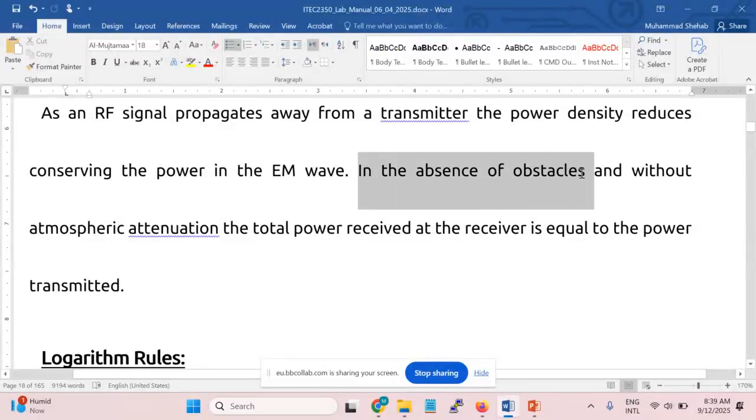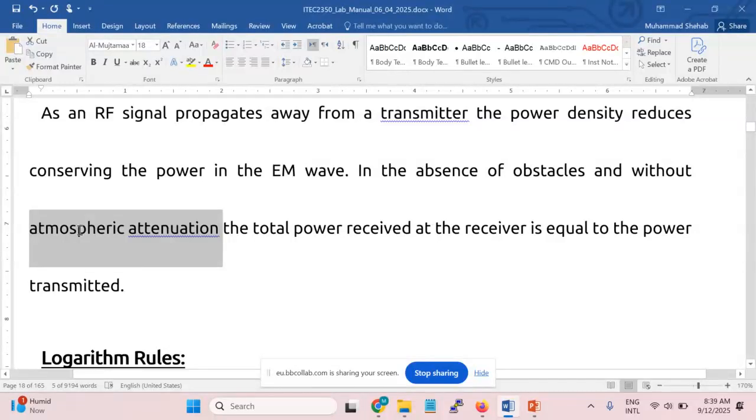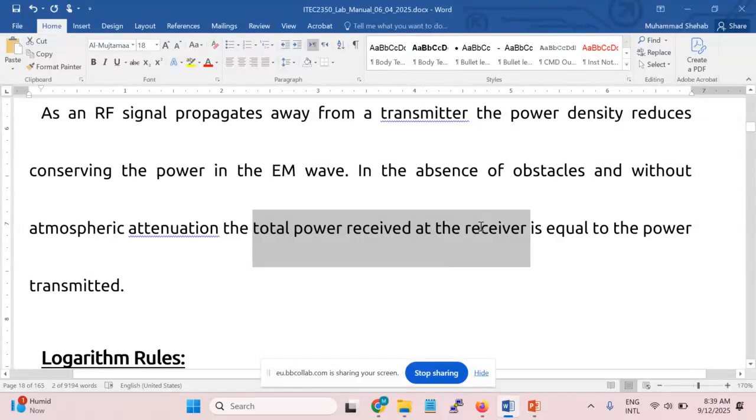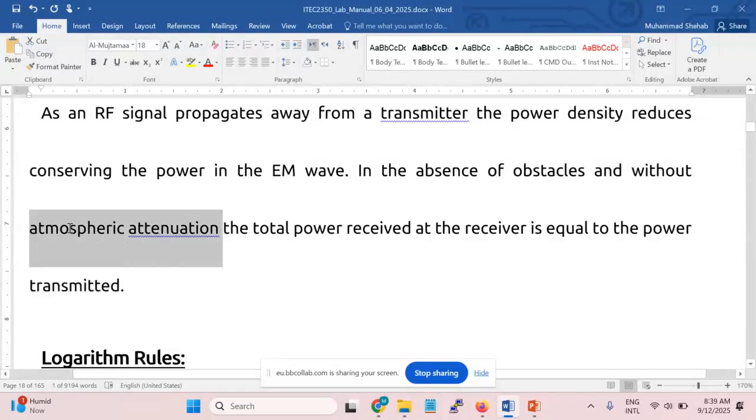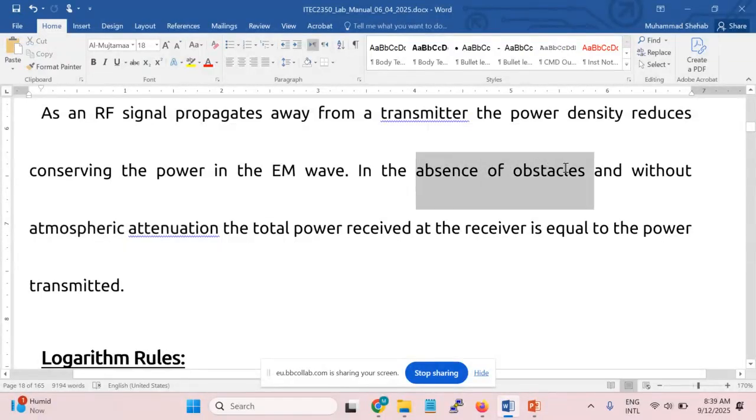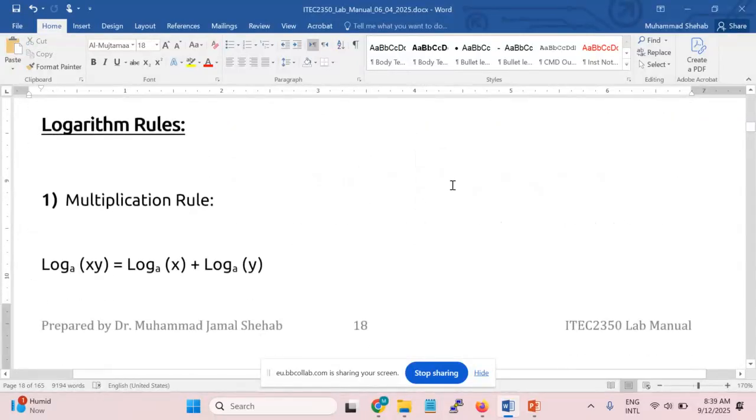So if I don't have obstacles, and I don't have atmospheric attenuation between the transmitter and the receiver, the total power received at the receiver will be equal to the power transmitted. But in reality, I have atmospheric attenuation between transmitter and receiver, and I have obstacles between transmitter and receiver. So this is the ideal case, this is not the real case. Okay? Let us learn about logarithm rules before converting from watt to decibel and from decibel to watt.